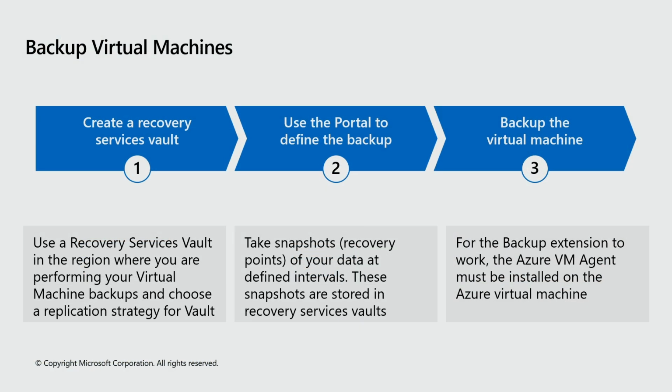So the process to do this is you create the recovery services vault. I showed this in another recording where we showed the difference between a backup vault and a recovery services vault. You then pick the workload that you want. You use the portal to define the type of backup that you're working with. And then you use either the agent or the server to back up that virtual machine to the location of your choice.